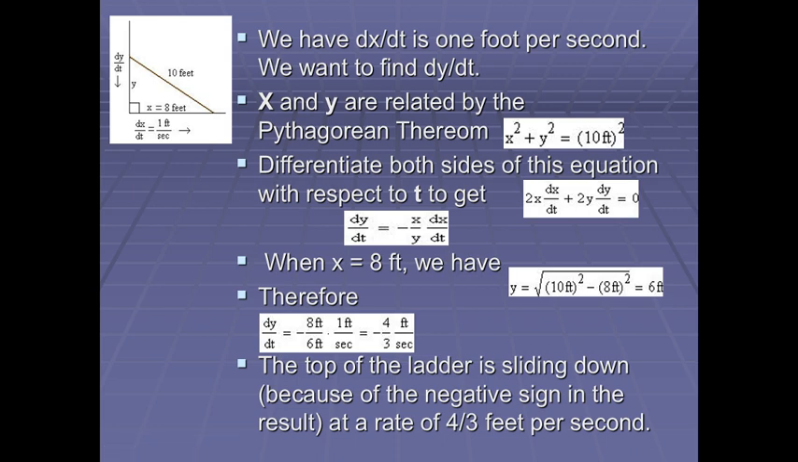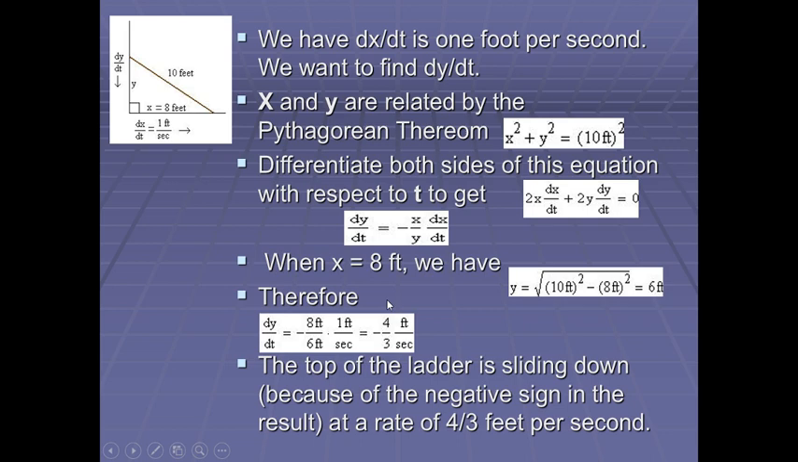And then we try to solve for dy over dt. So isolate the variable dy over dt on one side, so take everything else to the right hand side. So we end up with negative x over y times dx over dt. And then the next step, you want to plug in the numbers. So when x is 8 feet, we have y equals the square root of 10 squared minus 8 squared, which is 6 feet, because we need to find the height. And therefore, we got dy over dt equals negative 8 over 6 feet, times 1 foot per second, so that equals negative 4 over 3.